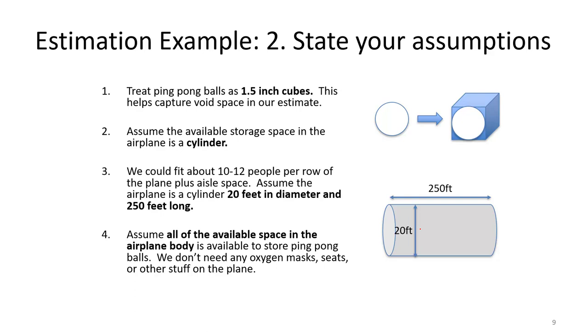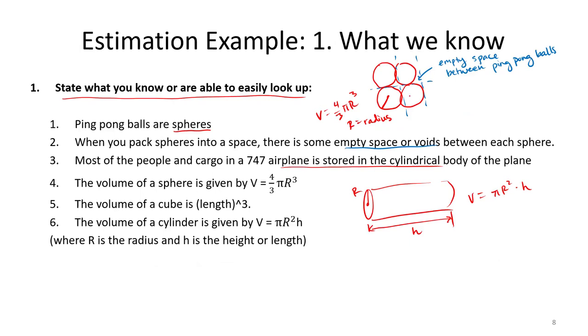First, I'm going to treat ping pong balls as 1.5-inch cubes. The reason for this is because it helps capture the void space in our estimate. Remember, ping pong balls are not going to all fit when they're tightly packed. There's going to be some empty space. So if I treat the ping pong balls as cubes, I can make an approximation for that empty space.